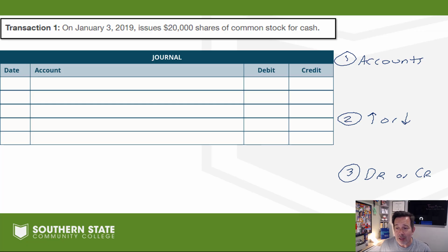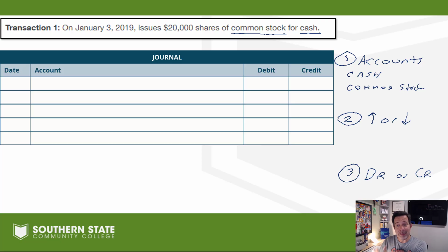So, task number 1, job number 1 here. What accounts are in play? Well, we've got a cash account. We've got common stock. Issues common stock for cash. Cash is coming in the door. We've got a cash account in play. We've got a common stock account in play here. We've got two accounts going on that we've got to deal with.